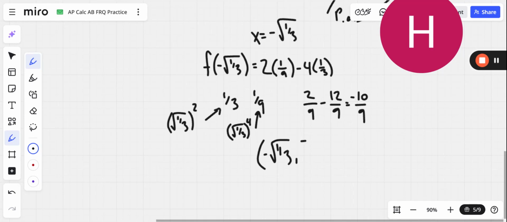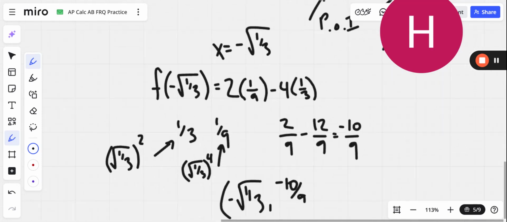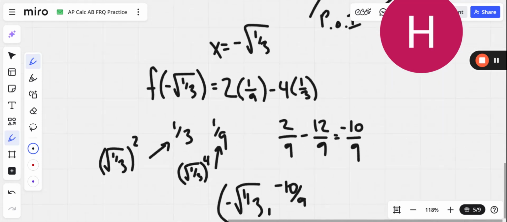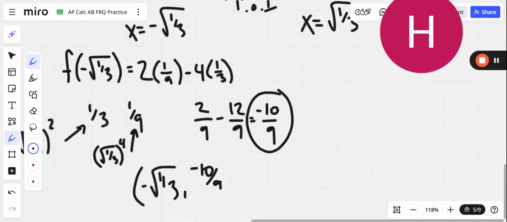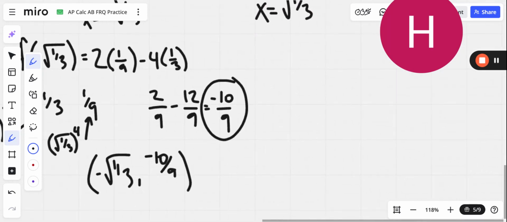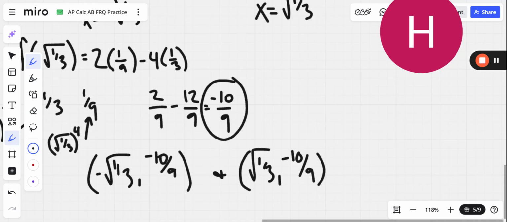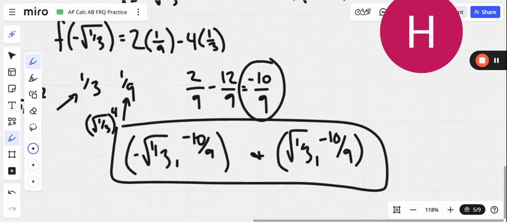Okay, negative 10 over 9. Let's just double check that that's correct. Yeah, looks good. 2 over 9, 4 over 3, multiply 3 on top and bottom. Alright, well, because of the symmetry, we're going to have the same exact y value for this positive x value. So those are my critical points.